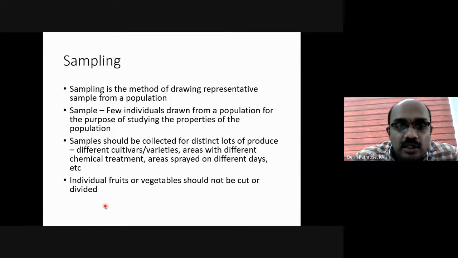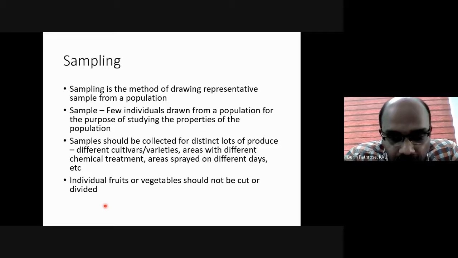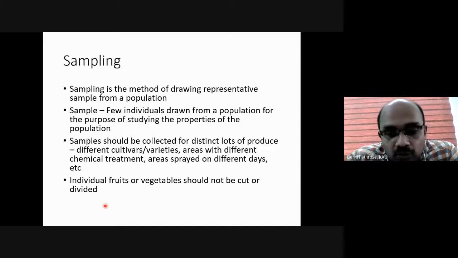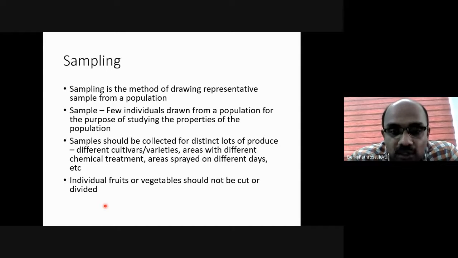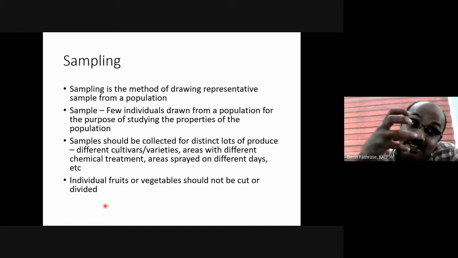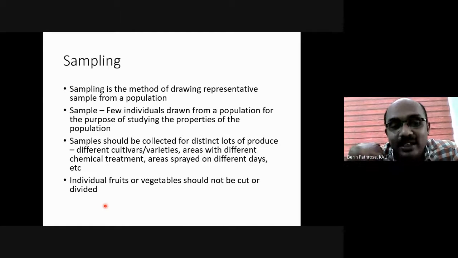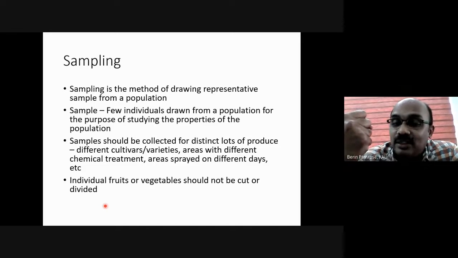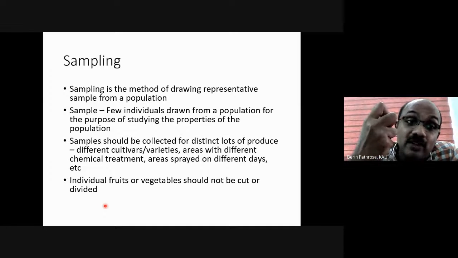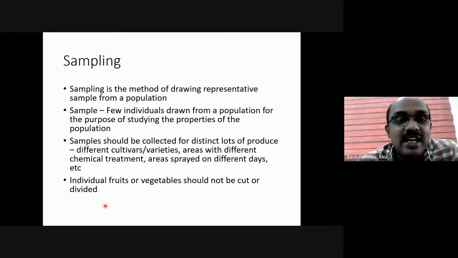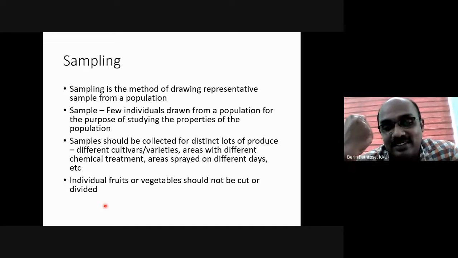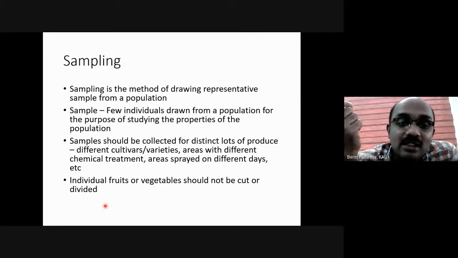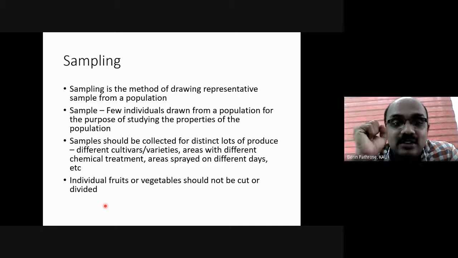Okay. The next one is sampling. I told you, if we want to analyze the residues in a commodity, you don't analyze the entire commodity. We take a representative sample from a population. That means that sample represents the characteristics of the entire population. So sampling is the method to draw a representative sample from a population.